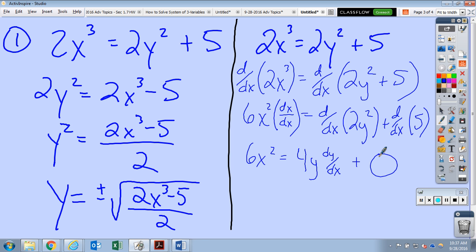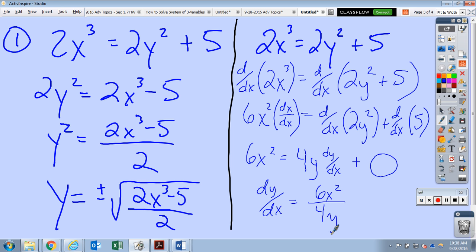2 to the front to get 4y, and then don't forget to take the derivative of that with respect to x. We may not know what it is. In fact, we're going to end up rewriting this whole thing so that we have dy dx equals blah, blah, blah. It'd be pretty gross to actually do the derivative of this guy. So here we go. Last step is to simply divide both sides by 4y. So dy dx would be equal to 6x squared over 4y.